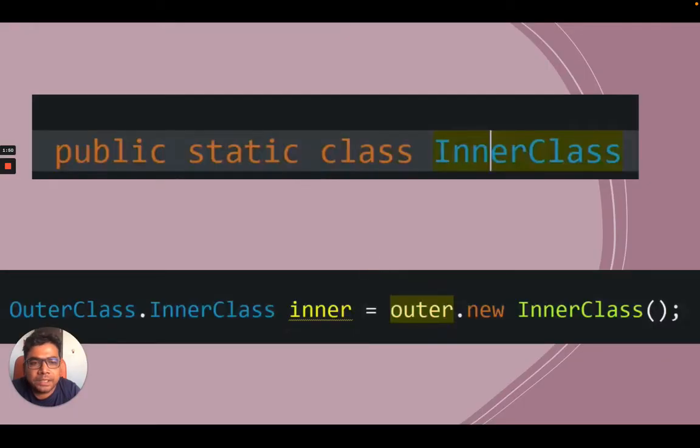So if you have a static inner class, how will you define an object of it? Outer class dot inner class, then the object name, equals new outer class dot inner class. That's how it can be defined.